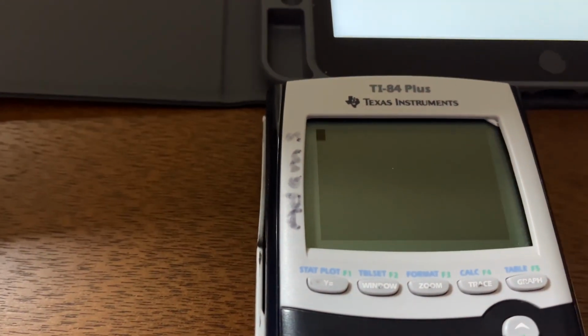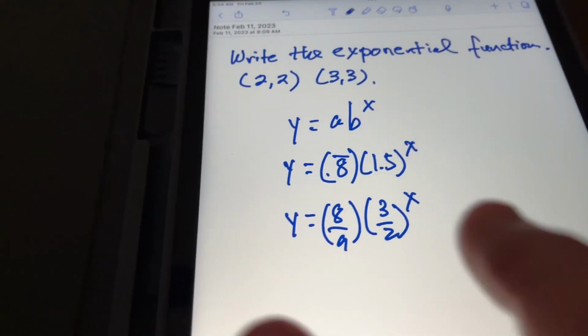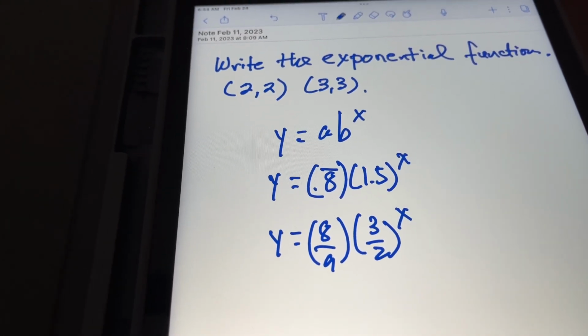So let's say I had 1.5 and I hit math and frac. It changes that to 3/2. So using the stat menu on this is super quick and a really nice shortcut.